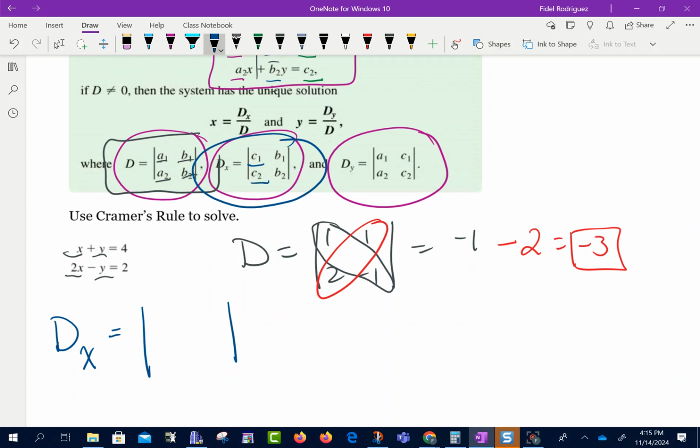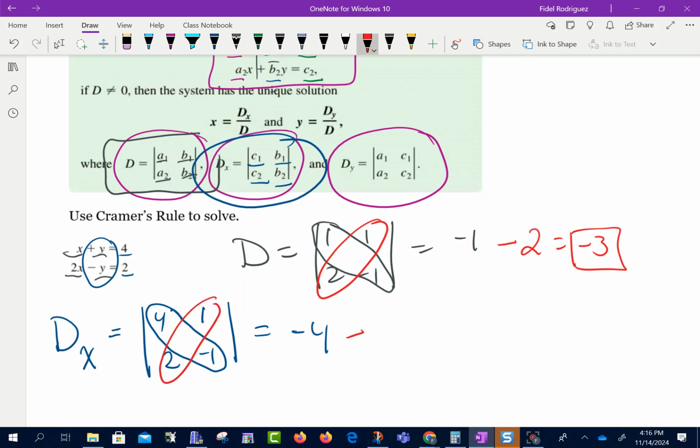The first 2 numbers are actually going to be the numbers that are on the other side of the equal sign. So, y'all, I'm going to write 4 and 2 right here. My next numbers are just the numbers in front of my y's, 1 and -1. Again, my friends, we're going to multiply. 4 times -1 is -4. Then we're going to subtract 2 times 1, which is 2. That's going to give me a -6.